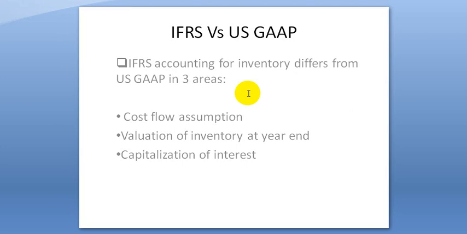There are a lot of changes between IFRS and US GAAP. Today we are discussing inventories. IFRS accounting for inventories differs from US GAAP in three areas: cash flow assumption, valuation of inventory at year-end, and capitalization of interest.